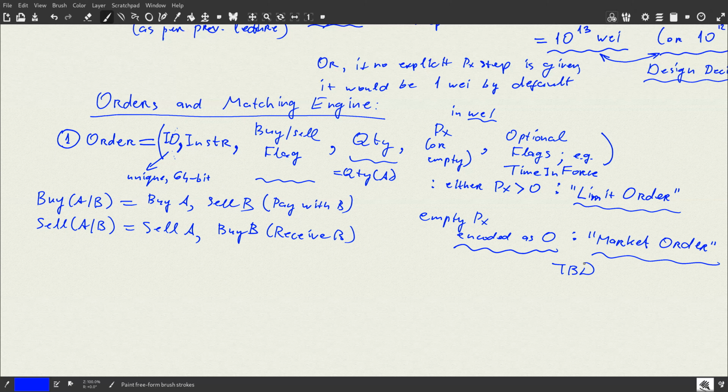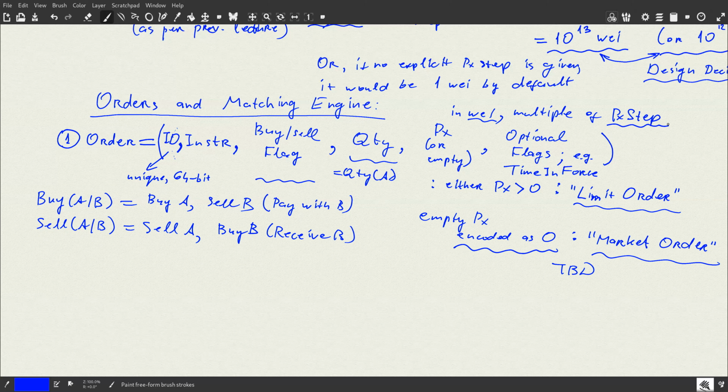And it should be a multiple of the price step. Depends. If your price step is one wei, then okay, the price could be arbitrary. But if your price step is 10 to the 12 or 20 or 10 to the 30 wei, then it must be a multiple of that. Okay. Multiple of price step. Good.